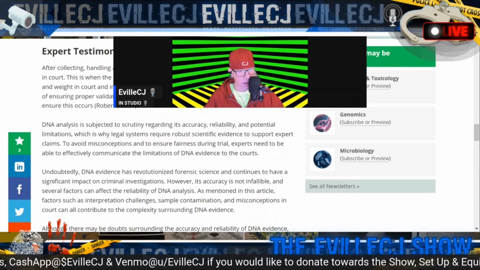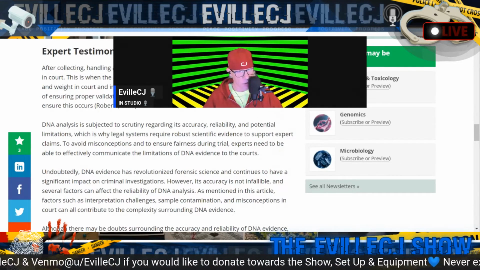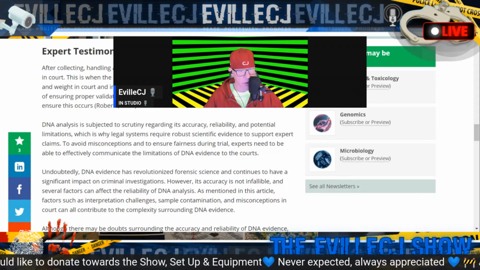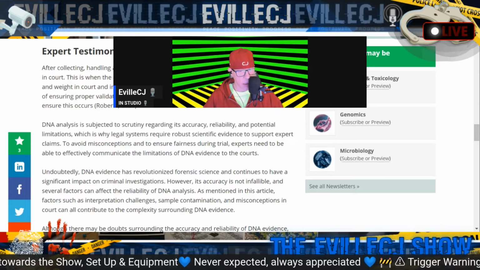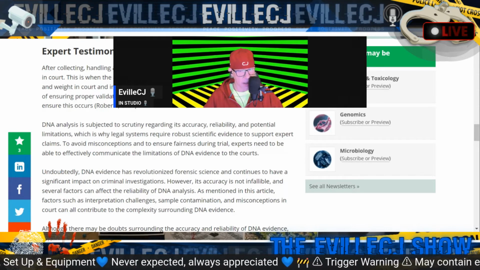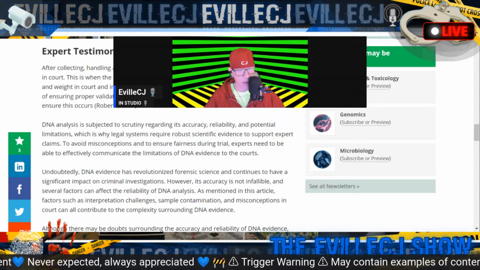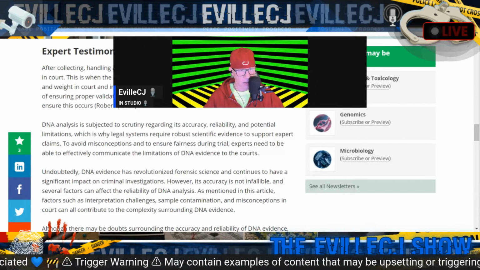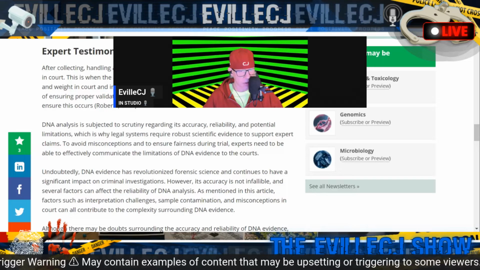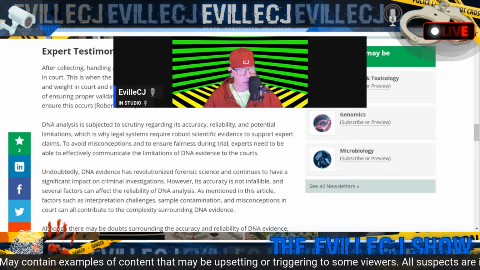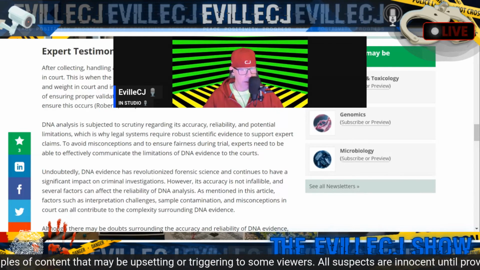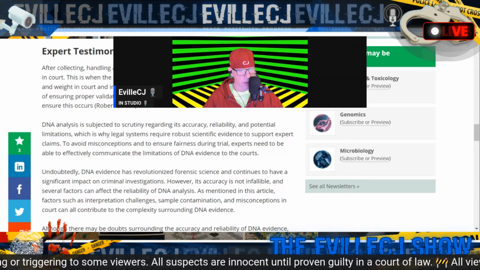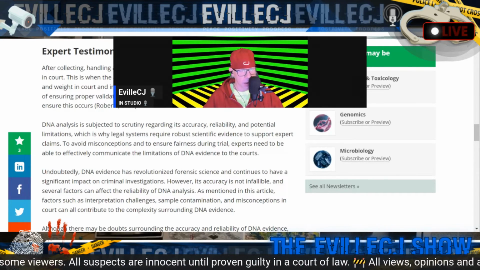Undoubtedly, DNA evidence has revolutionized forensic science and continues to have a significant impact on criminal investigations. However, its accuracy is not infallible, and several factors can affect the reliability of DNA analysis. As mentioned in the article, factors such as interpretation challenges, sample contamination, and misconceptions in court can all contribute to the complexity surrounding DNA evidence.